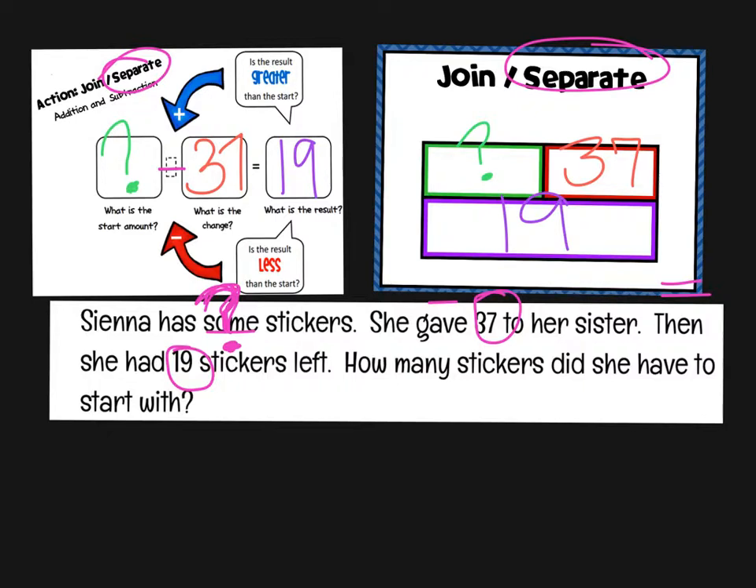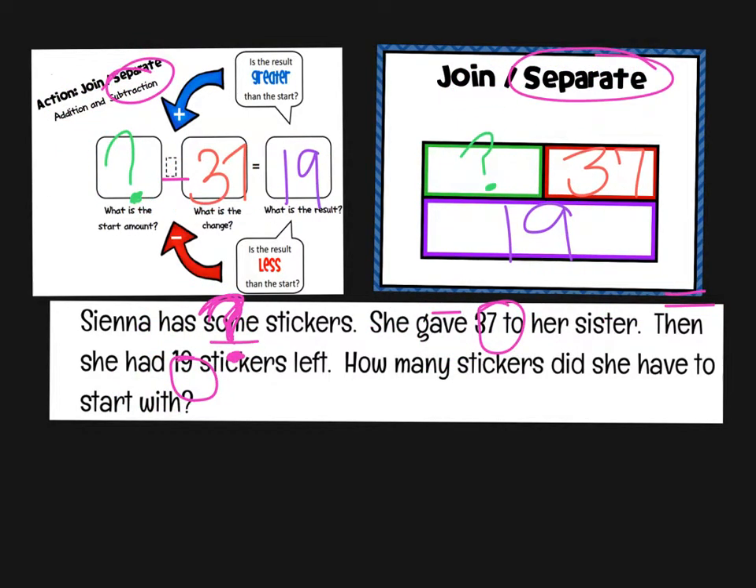So in order for me to find my start amount here, I'm going to have to work backwards. I'm going to have to think that this number right here has to be bigger. It has to be the greatest number, because in a subtraction problem, remember, we always start with the greatest number. We have to. If not, then we can't subtract. It's always the greatest number.